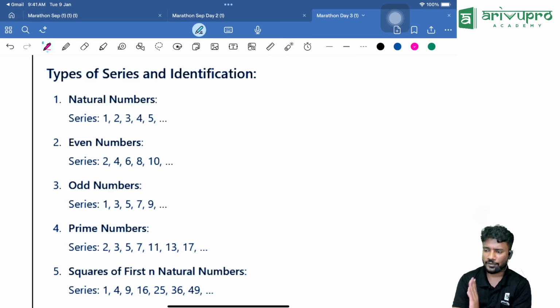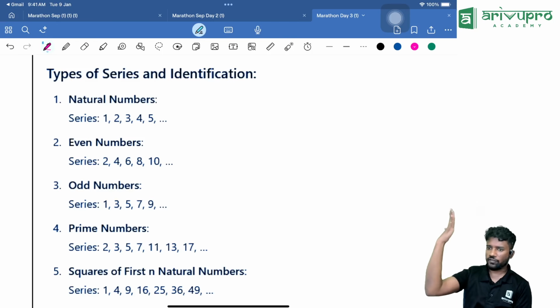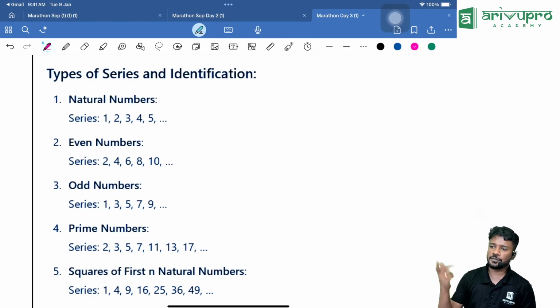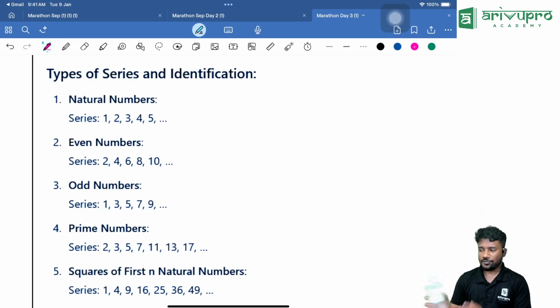You should know till 17 at least. 2, 3, 5, 7, 11, 13, 17. Next number is 19. Next number is 23. Next number is 29. Next number is 31. Next number is 37. Next number is 41. 44 is not possible, it is 41.